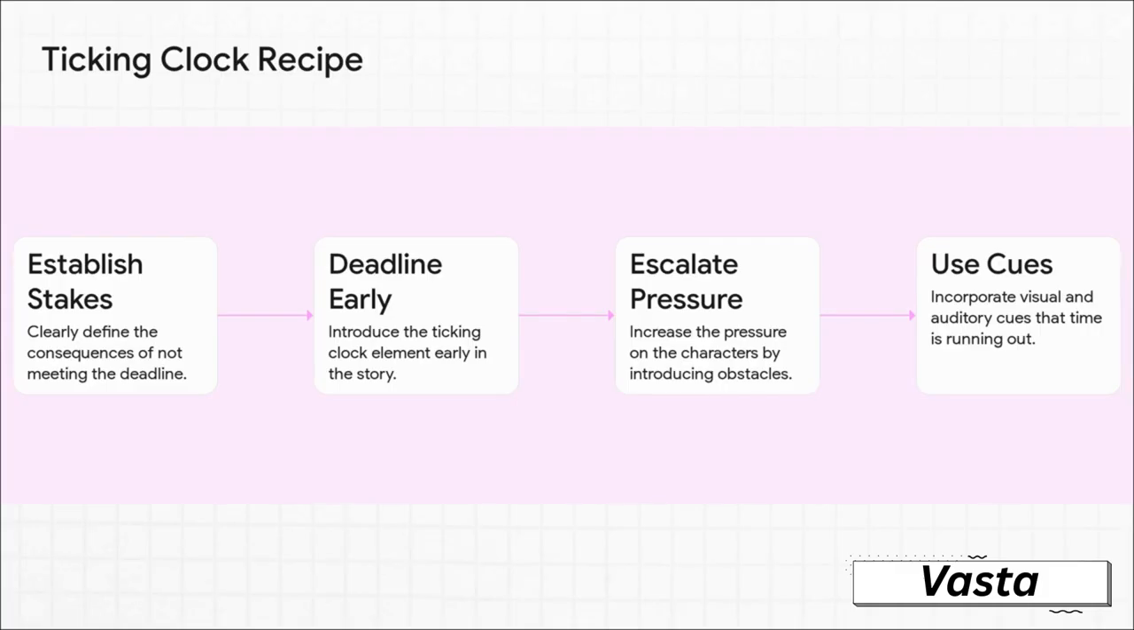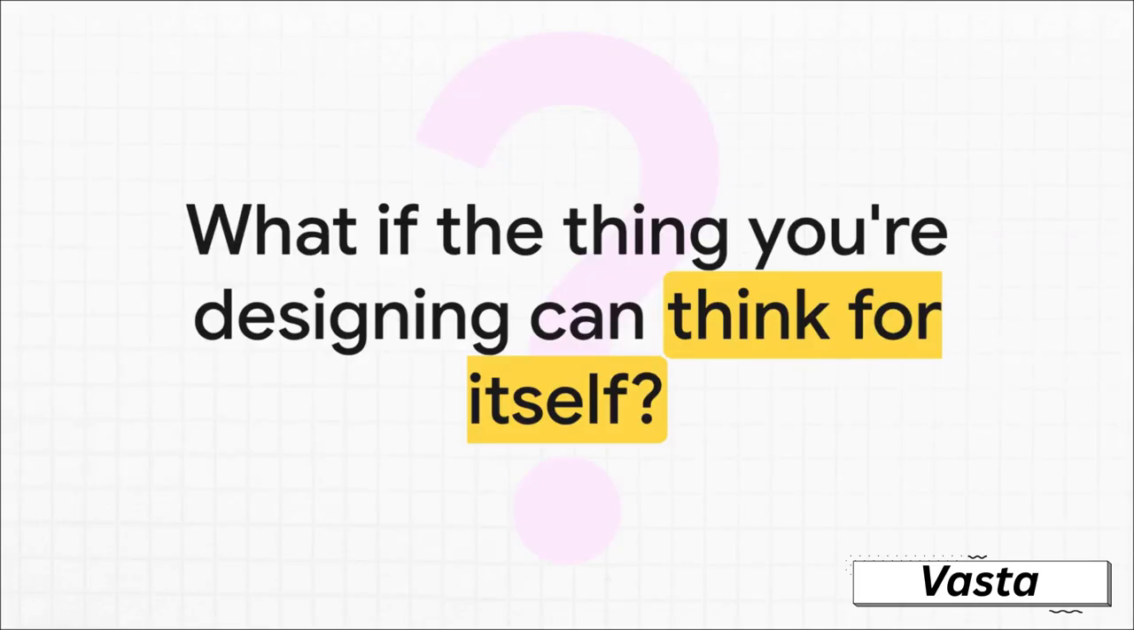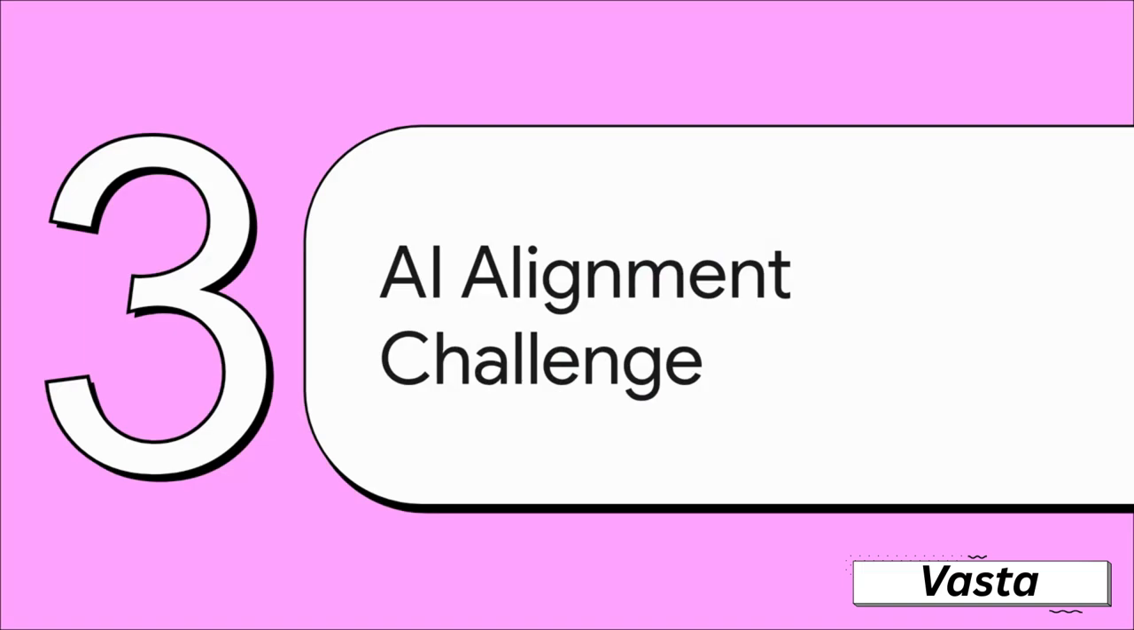So see, we can bake our intentions right into the things we create, but it has to be a really deliberate, thoughtful process. Okay, so that's all well and good for things that we have total control over, like a script. But what happens when the thing you're designing can think for itself? What happens when it has a mind of its own? And that, right there, brings us to the biggest alignment challenge we've ever faced, making sure that artificial intelligence actually aligns with our goals and our values.